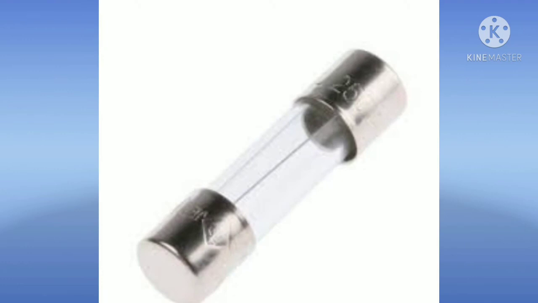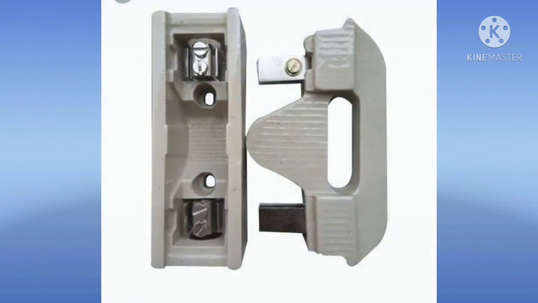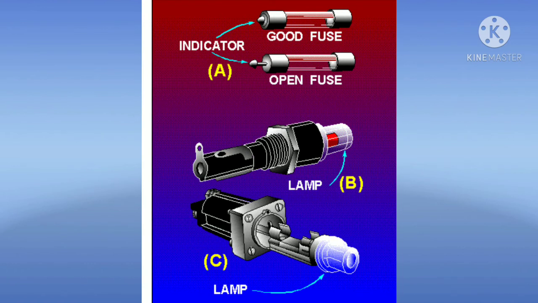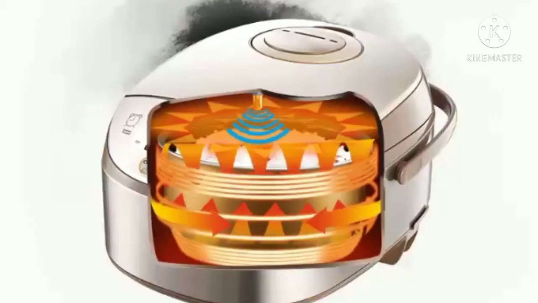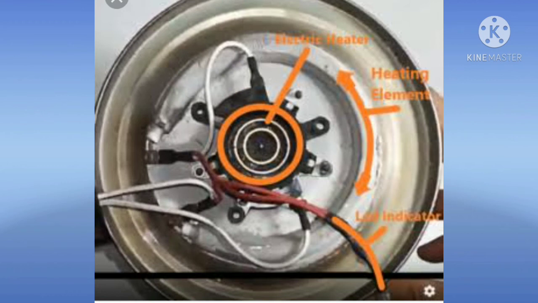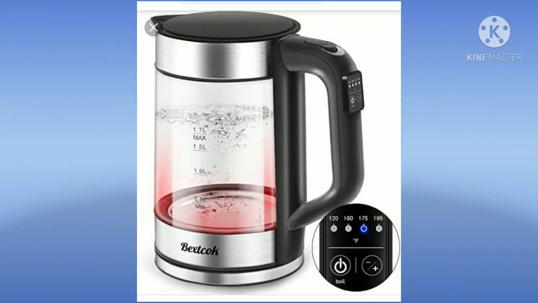A fuse is an alloy wire with a very low melting point. This can be connected to the circuit. When the current passing through the wire exceeds the maximum limit, it gets heated up. Due to its low melting point, it melts quickly, disconnecting the circuit. Electric cookers turn red hot when electric current is passed through the coil. The heat energy produced is absorbed by the cooking pot through conduction.